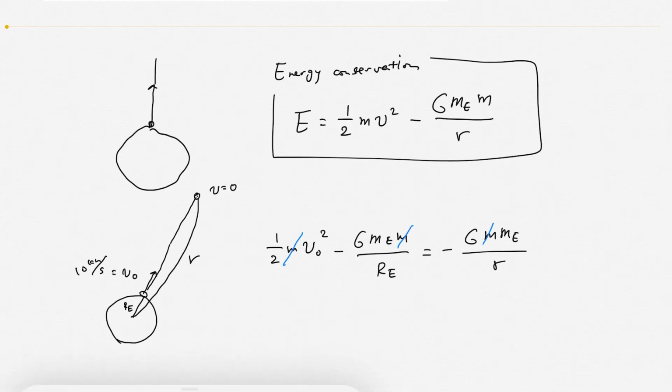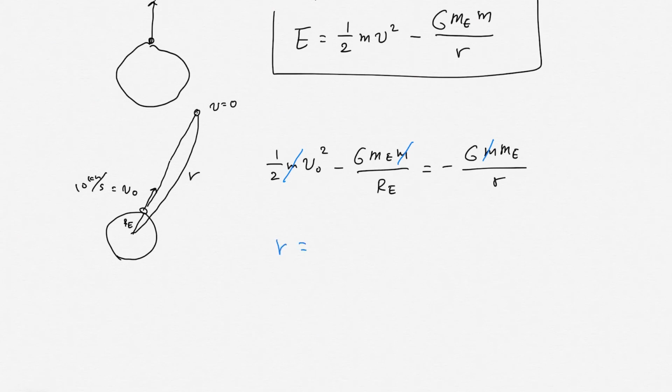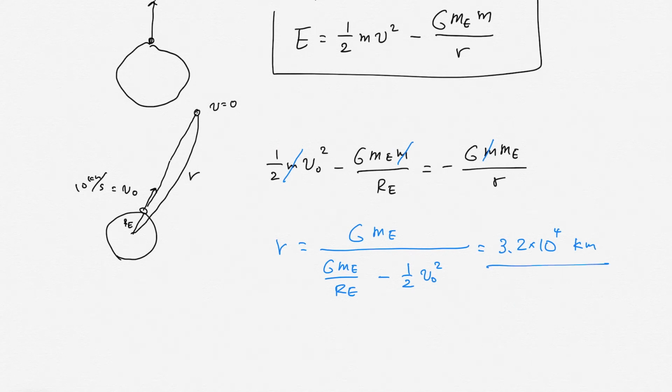Then you can express R. R is G M sub E over (G M sub E over R sub E minus 1 over 2 V sub 0 squared). Then you can substitute all the numbers: mass of the Earth, radius of the Earth, initial velocity is 10 km per second. Then you can find 3.2 times 10 to the 4, 32,000 kilometers. So this projectile can rise to a height of 32,000 kilometers. Okay, this is the answer to this question.